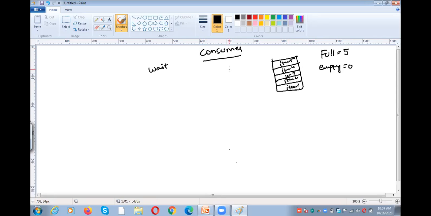What will the consumer do? The consumer will consume an item. So full equals 5. The consumer has to consume one item, so remove an item from the buffer. So wait of full means 5 minus 1, so 4. So we can perform the wait operation.